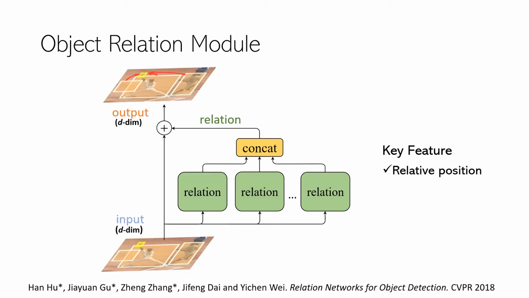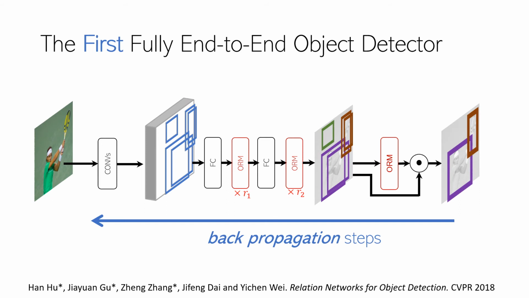This is a work by our team, published on CVPR 2018. We use a self-attention module to model relationship between objects. Compared to the standard self-attention model, this module additionally accounts for relative position in the attention computation, which is important for visual applications. We apply it to object detection, which is the first fully end-to-end object detector.